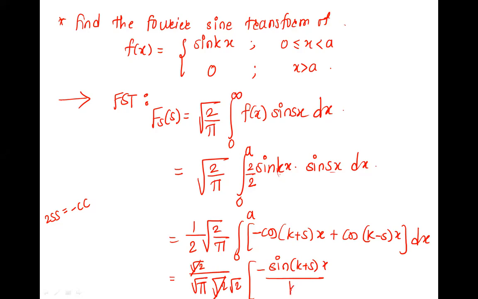K plus s. Very good. Derivative of this term with respect to x, this is the constant and will come down. So plus as it is, again integration of cos is sine k minus s x upon k minus s. But this is from 0 to a. So here is 1 upon root 2 pi, I guess. Yes. Right. So it is 1 upon root 2 pi.